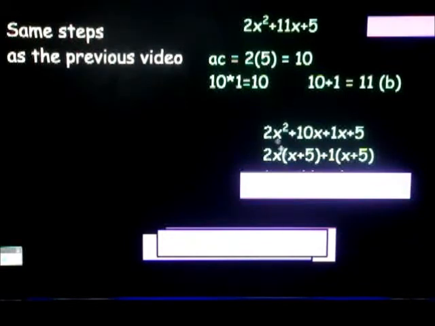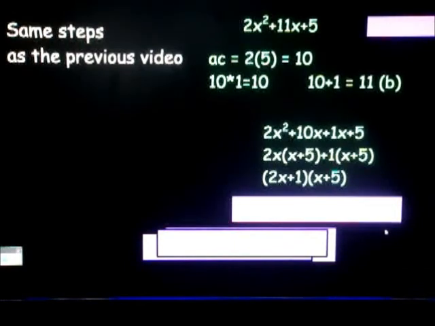Just like before, we're going to put together our 2x plus 1 and our x plus 5 to get our two binomials. And as I said before, I would suggest you use FOIL to make sure that you are correct. So like you can see, it's really not that terribly different than the problems that we did before. We just have a few more things to look out for.